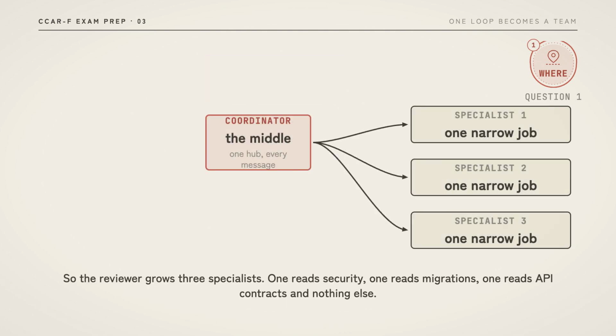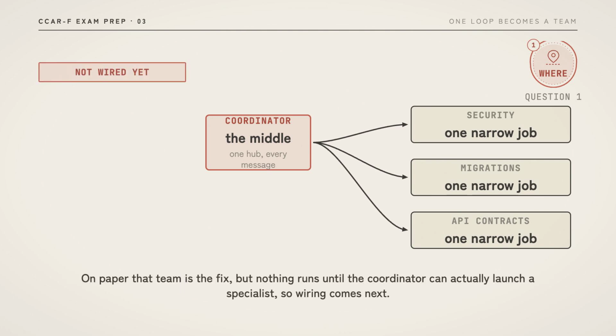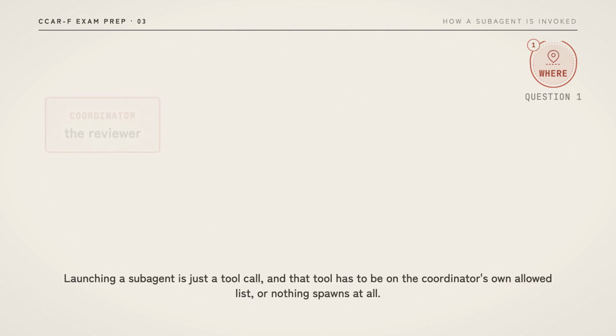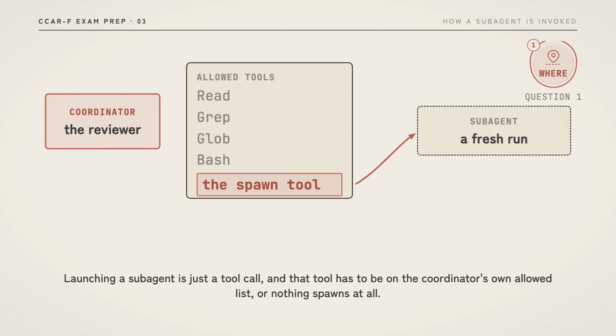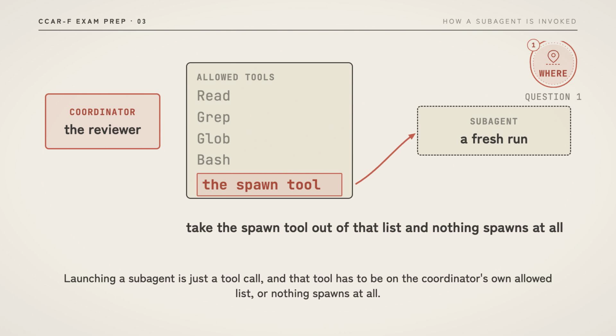So the reviewer grows three specialists. One reads security, one reads migrations, one reads API contracts, and nothing else. On paper, that team is the fix, but nothing runs until the coordinator can actually launch a specialist, so wiring comes next. Launching a subagent is just a tool call, and that tool has to be on the coordinator's own allowed list, or nothing spawns at all.